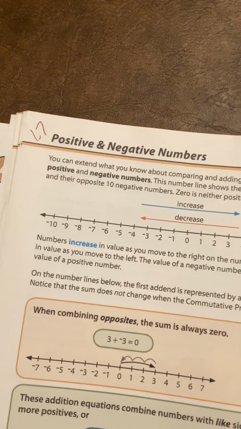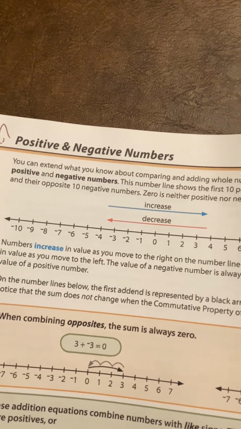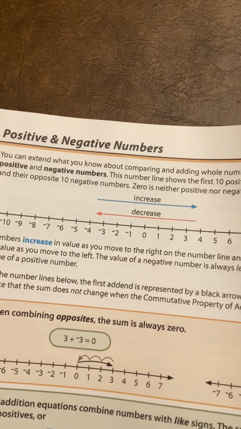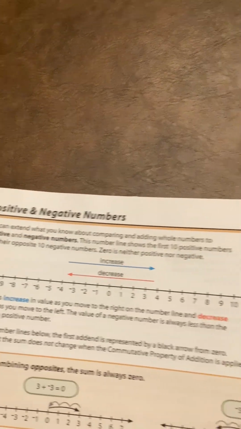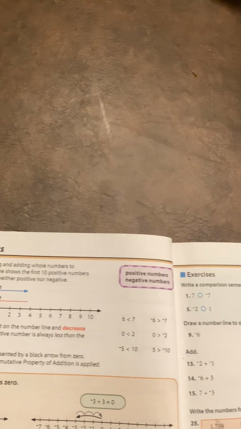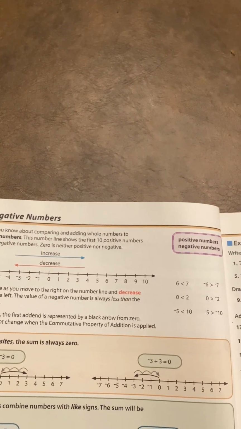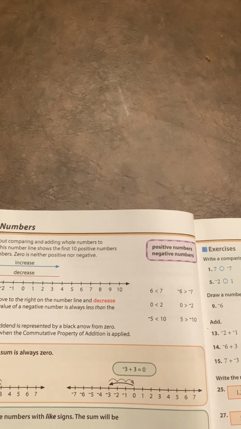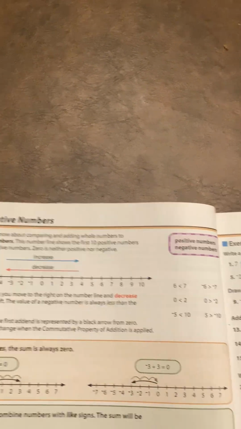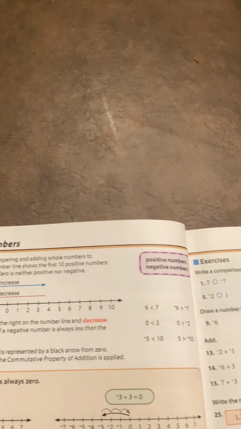Chapter 1, Lesson 7, positive and negative numbers. They're called integers. Integers are whole numbers and their opposites. Positive and negative numbers when you don't have fractions or decimals, which all of these are. Or not all of these, anyways. In the lesson they are.